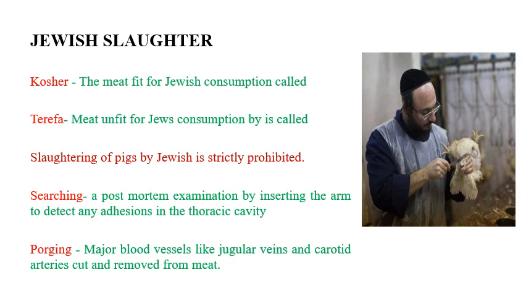That is, one is called searching. That is a post-mortem examination by inserting the arm to detect any adhesions in the thoracic cavity. So this can be called a kind of post-mortem examination also. And there is another one that is called purging, where major blood vessels like jugular veins and carotid arteries are cut and removed from the meat. Particularly from the posterior part, there are a lot of large blood vessels which are prohibited from eating as per the Jewish practice. So this process is called purging.